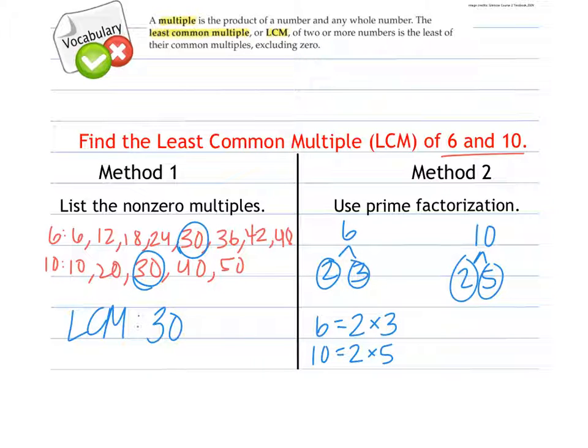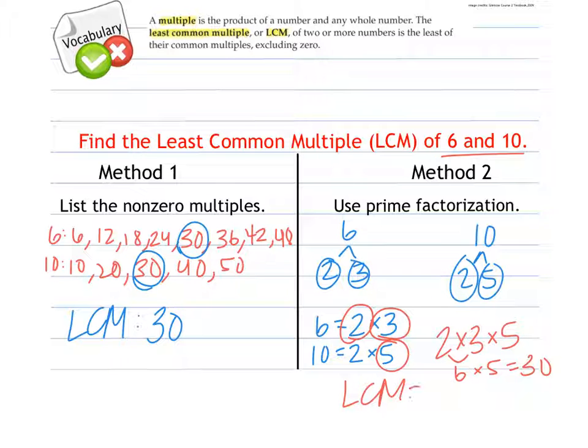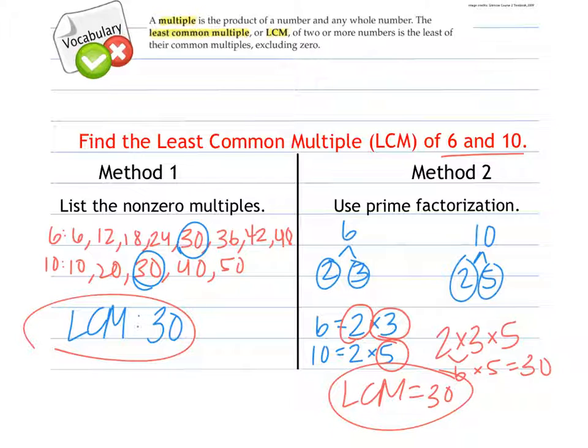Now, for least common multiple, you look at every number that shows up. So I see we have a 2, a 3, and a 5. And you would take each number to the highest power if they had exponents. So we would take every single number. We take one of the 2's, a 3 and a 5, and we multiply them together. So 2 times 3 times 5. Well, I know that 6 times 5 is 30. So LCM equals 30. Either way that you do it, you end up with the same answer.